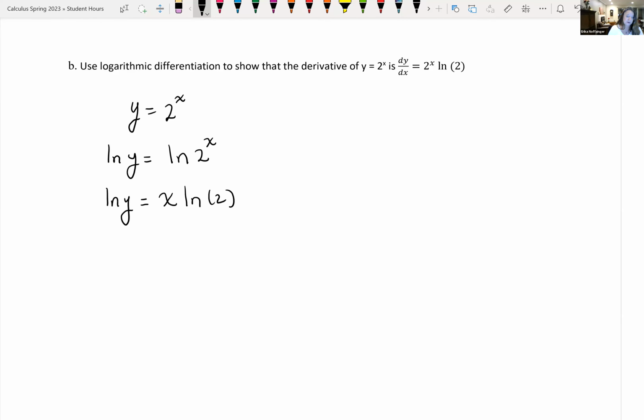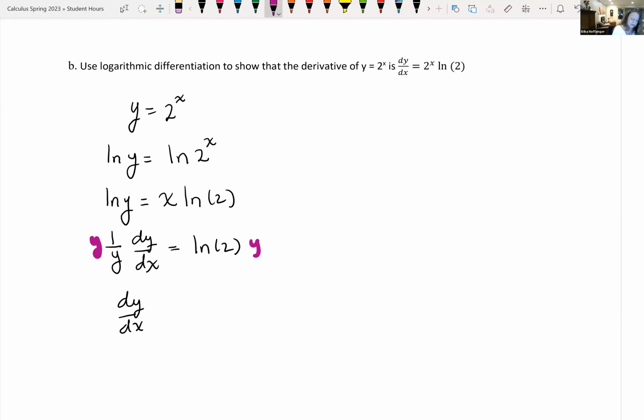Now I'm going to differentiate both sides of my equation. The derivative of natural log of y is 1 over y times dy dx, is equal to, well, natural log of 2 is just a constant. So I have a constant times x, and the derivative of that constant times x is just that constant, which is the natural log of 2. Let's get dy dx by itself by multiplying both sides of this equation by y. And so we get dy dx equals the natural log of 2 all times y.